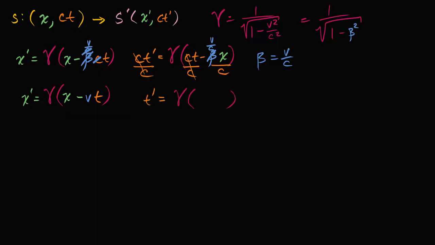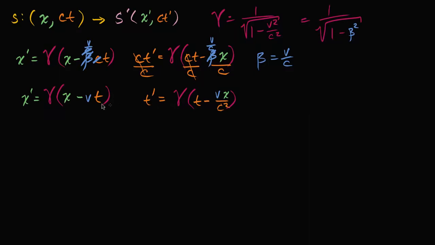times t minus, now you're going to get v times x, and you're going to divide by c twice, so over c squared. So vx, v times x over c squared. And this is actually a more typical way, both of these, of seeing the Lorentz transformation.